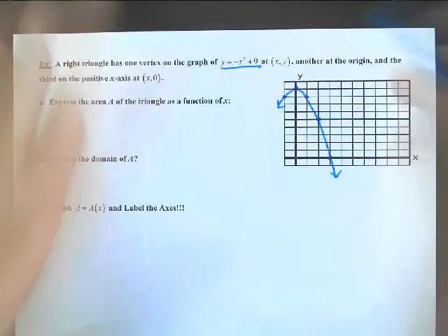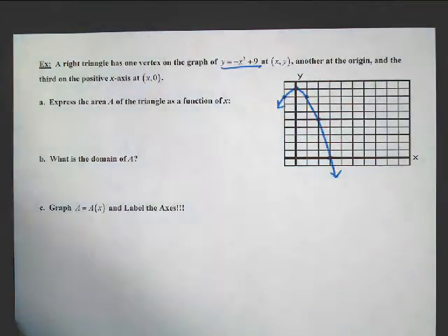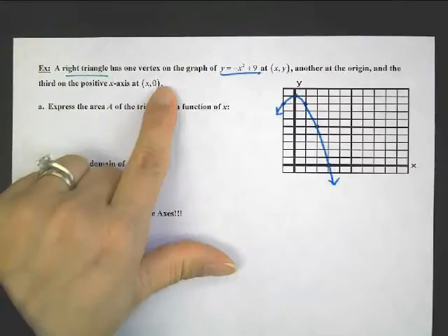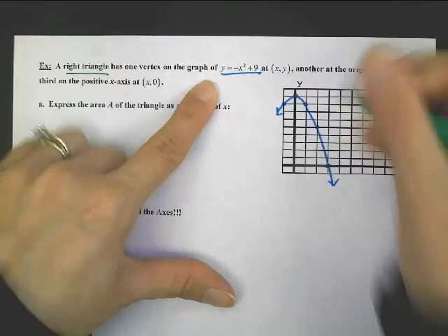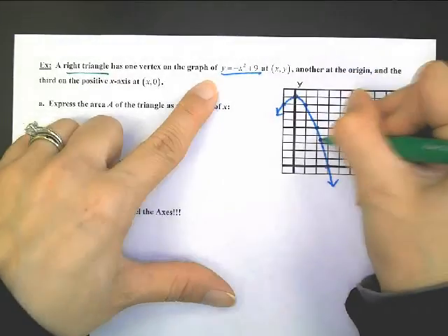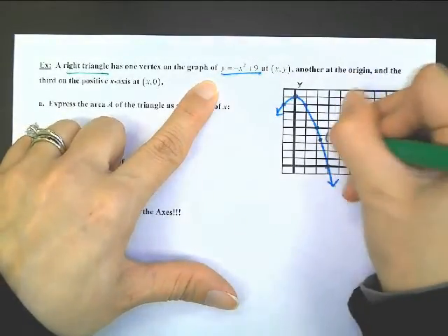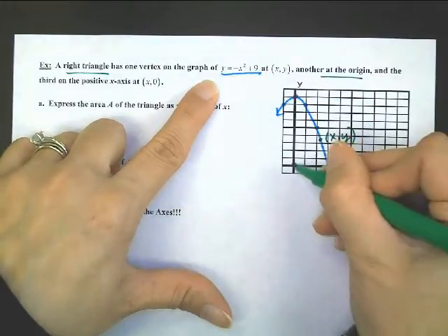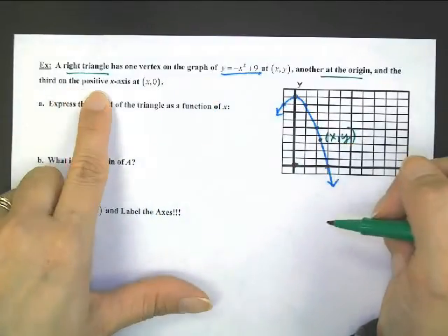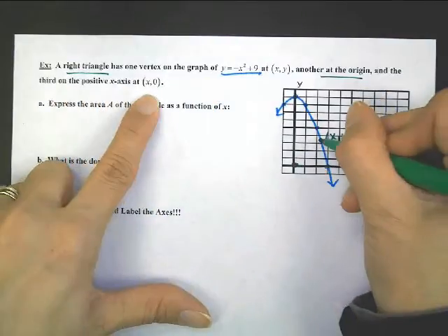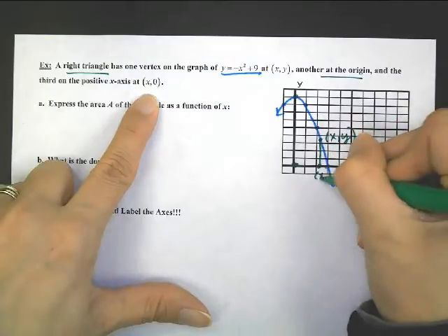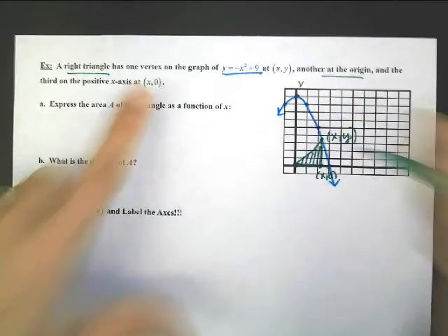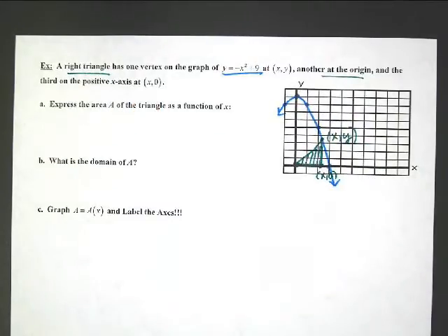Okay, that's a nice little parabola, but we're going to put a shape in there. And the shape we're going to put is a right triangle. One of the vertices is on the graph, anywhere on this graph. So let's just pick the middle of a box somewhere, be very vague. And that point is x, comma, y. Another one's on the origin, and the third one is on the positive x-axis, right there at x, comma, 0. So here is the triangle, a right triangle. There it is. Got a lovely picture.